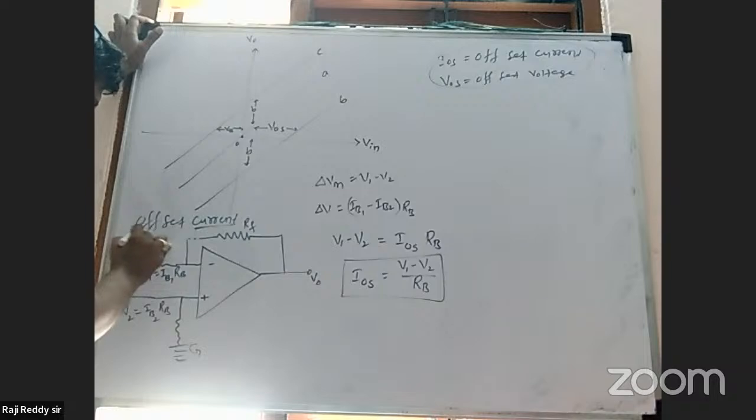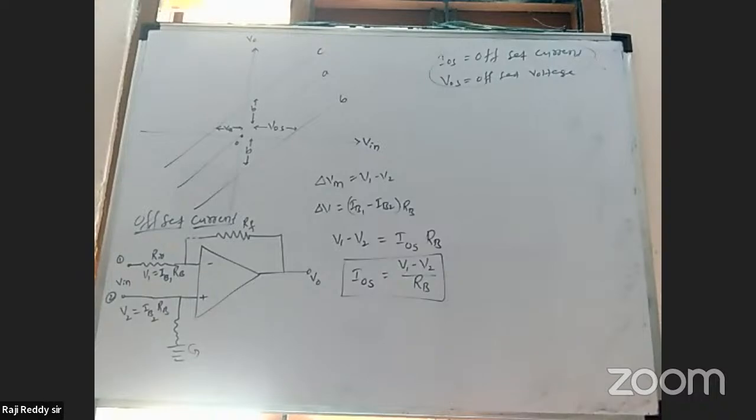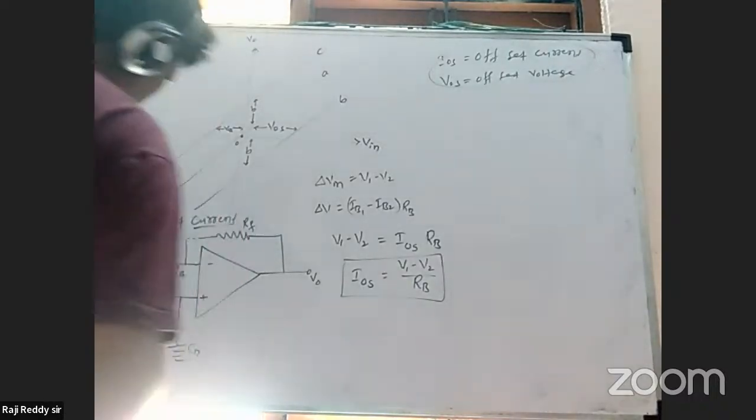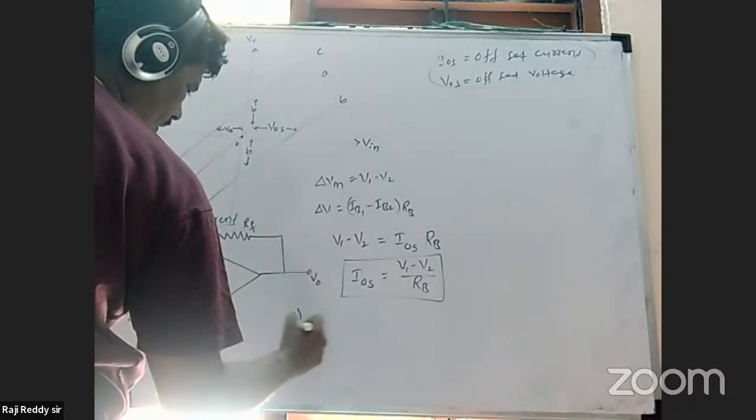Same thing, second point: if offset voltage is asked, then it can be written as VOS is equal to IB1 minus IB2 into RB. Okay? This is the first point, and here you can say the second point.